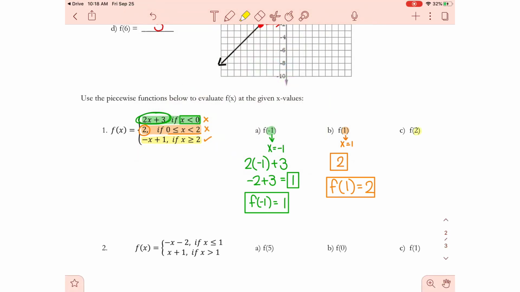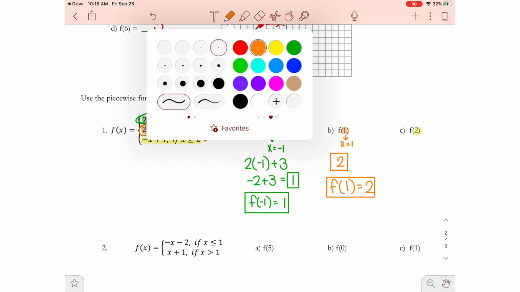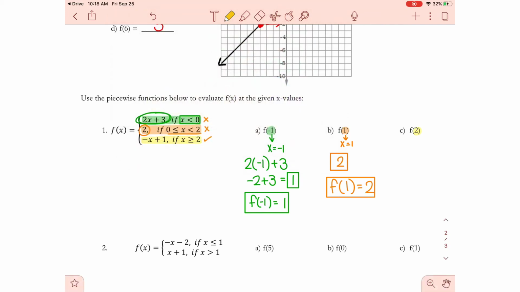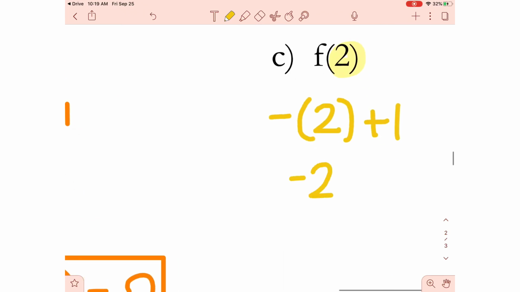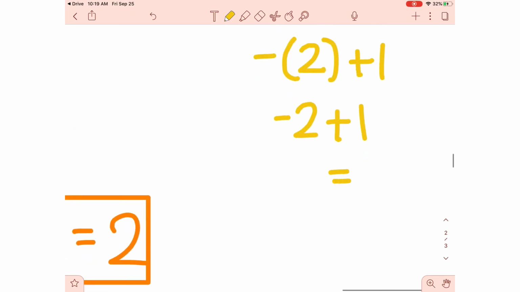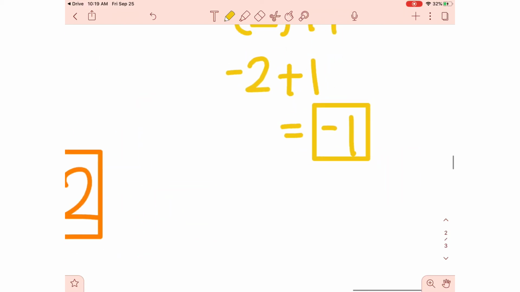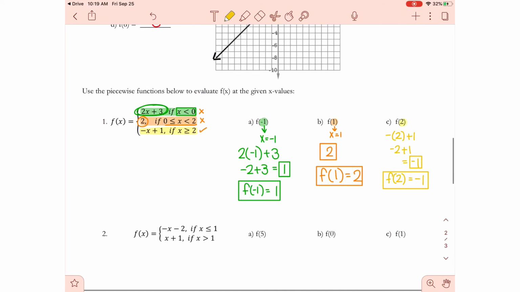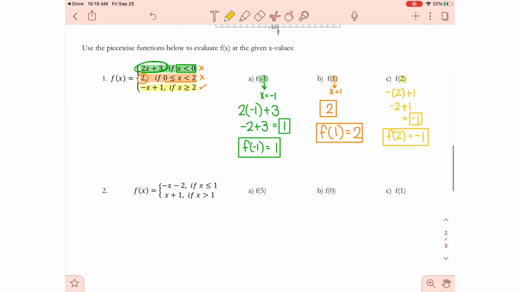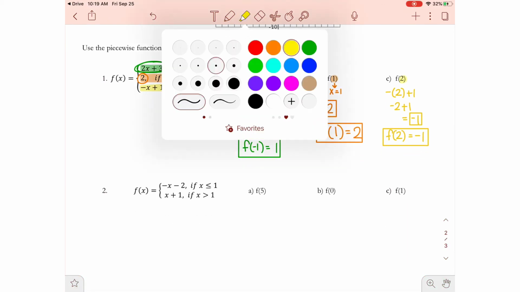So the yellow equation is -x plus 1. I'm going to plug into that. So that's negative plug in x plus 1. So that's -2 plus 1, which is -1. Okay, so f of 2 is -1. That's the fancy way to write it. All right, so hopefully that's making sense. Let's do one more example, and then we'll call it a day.